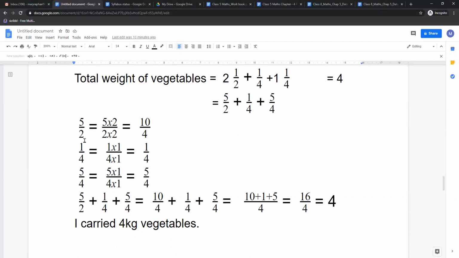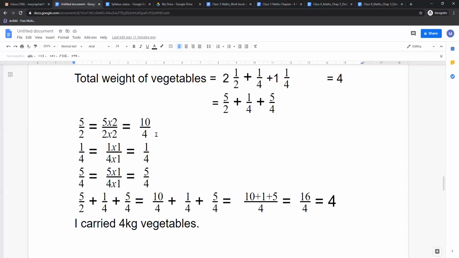So 5 by 2, we have to make the denominator 4. So numerator and denominator we have to multiply by 2. That is 5 by 2 equals 5 into 2 upon 2 into 2 equals 10 by 4. 1 by 4, 4 ones are 4, so numerator and denominator multiplied by 1, or directly you can also write 1 by 4 because its denominator is already 4. Similarly 5 by 4, its denominator is already 4. So multiply numerator and denominator by 1. So it is equal to 5 by 4 only.